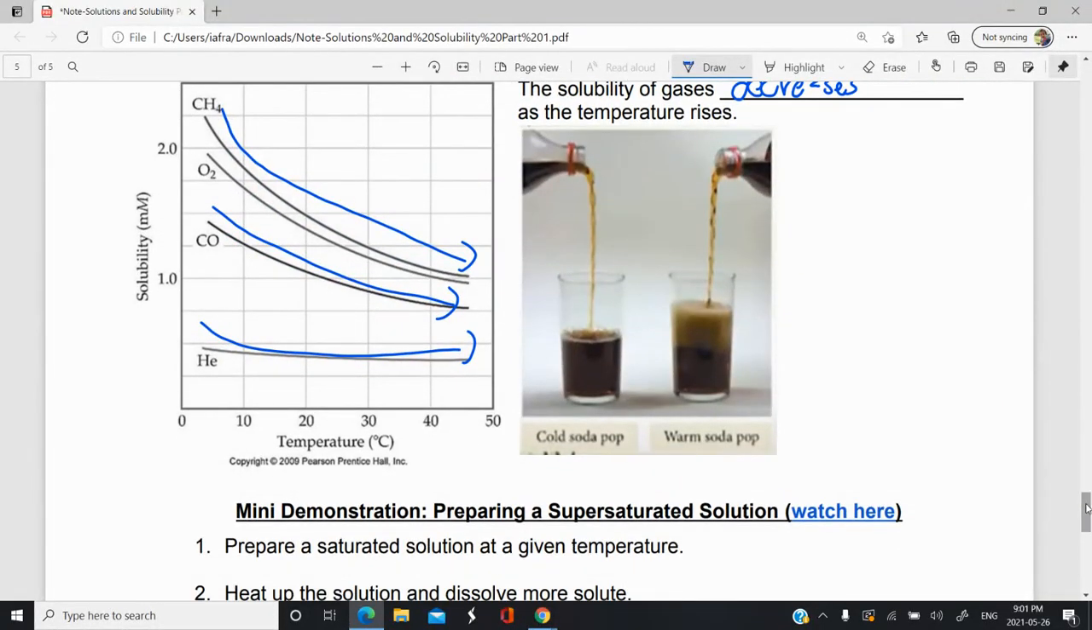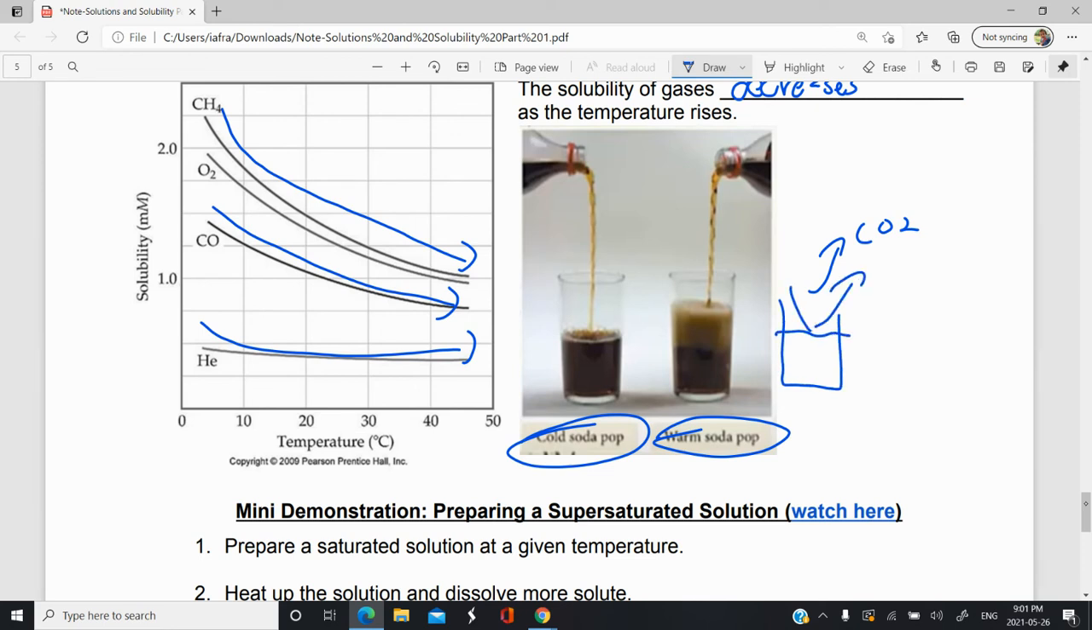And so one thing I asked you to think about in the previous video is, which one would go flat faster, warm pop or cold pop? And something would go flat if basically gas leaves it. So you have your pop here and gas starts to leave it. Which one would happen faster?